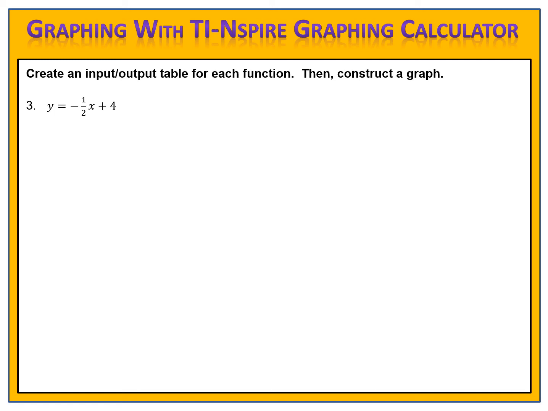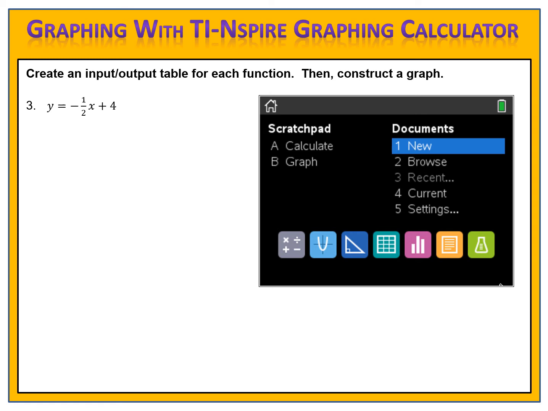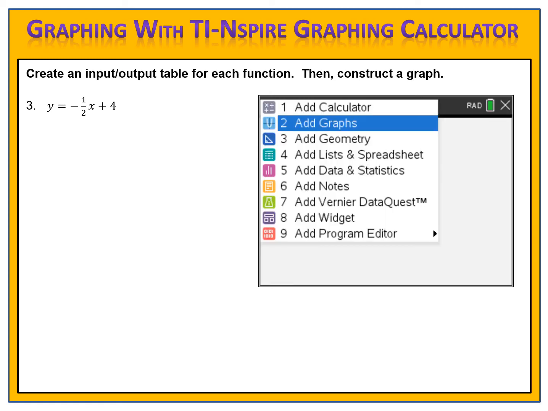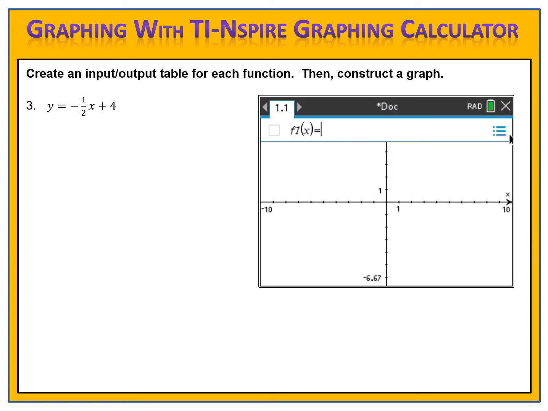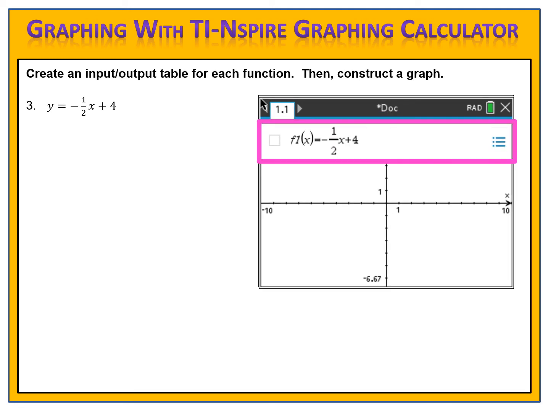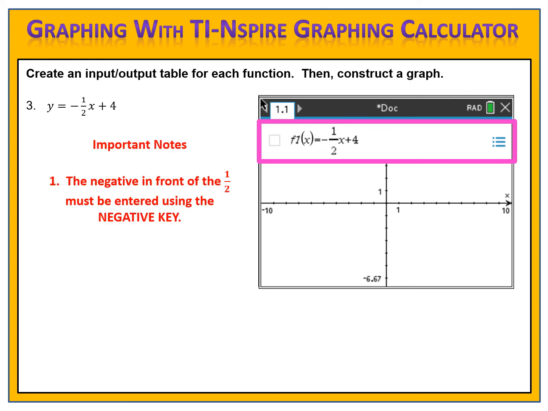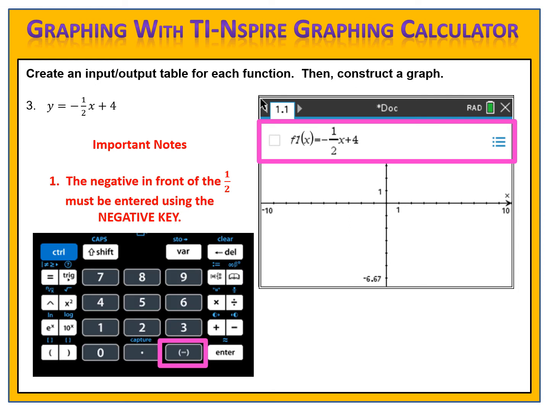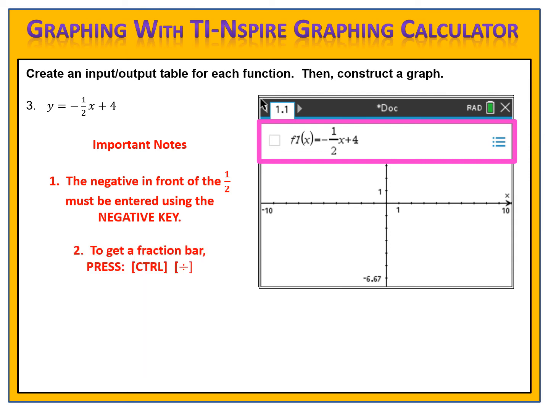And once again, we go and we start a new document in our calculator. We add a graph. And on the graph screen, we're going to enter the -1/2 x plus 4. We enter that just like this. There are a couple of important notes. That negative sign in front of the 1/2 must be entered using the negative key. The negative key is underneath the 3. So you will use that negative sign and then the 1/2. To create a fraction bar, press Control, Divide, the Control button, and then the division key. That will add the fraction bar.